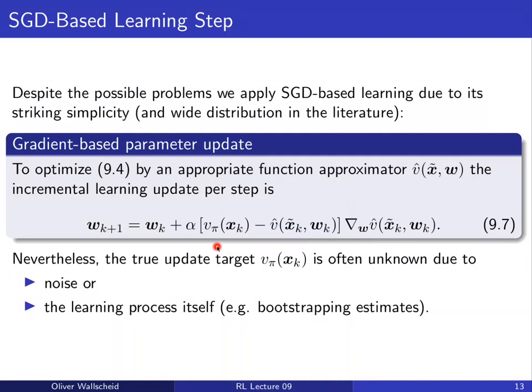The question is, where does that true target come from? And the target, of course, is normally not known. For example, due to noise, there might be some measurement noise on X. And of course, as we will discuss, not on the next slide, but I believe on the one after or maybe in three slides, the learning process itself, especially if we're using bootstrapping estimates. However, we will discuss that very soon.